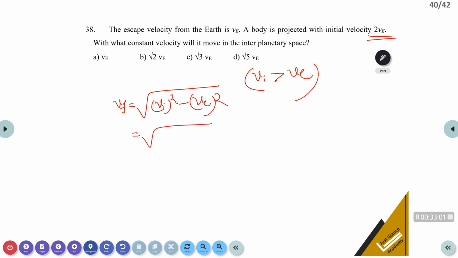Same thing. Equal to the square root of 4V squared minus V squared, which equals the square root of 3 into V. That's the right choice. Okay, now I'll stop my discussion.